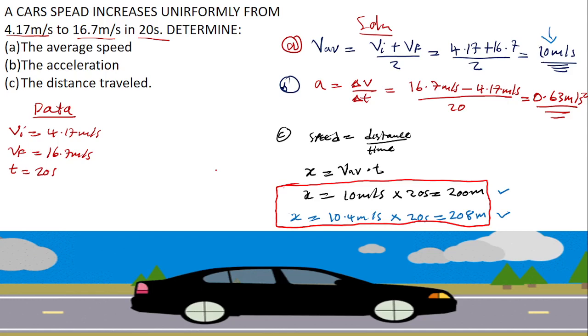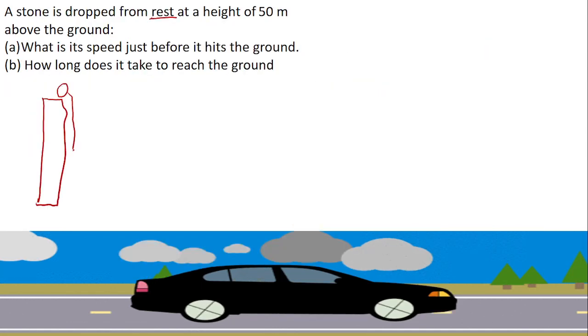So we can pick our data. Let's say this is the point, and at this point you have a stone there. This stone is made to drop. It's not thrown, but it's dropped. Take note of that. It has just been dropped.